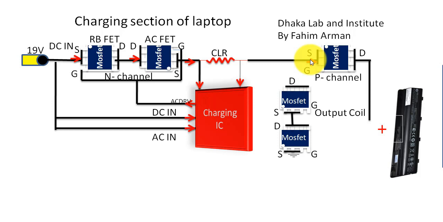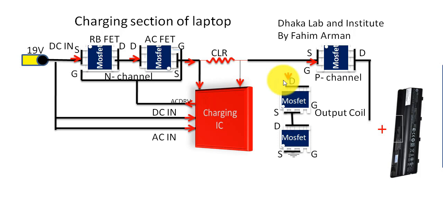But as this is a P channel MOSFET, the voltage cannot pass away, because if this voltage passed, the discharging system would be disturbed. So this voltage has been stopped here, and we can see other activities of the charging IC.